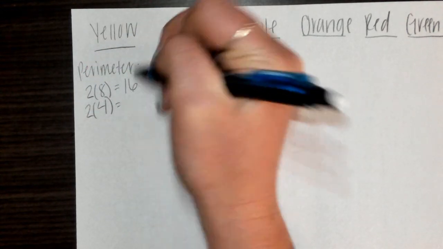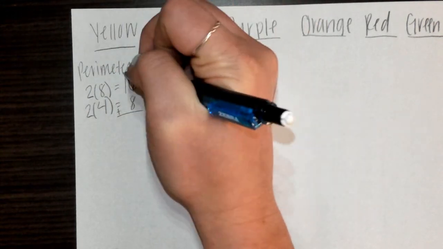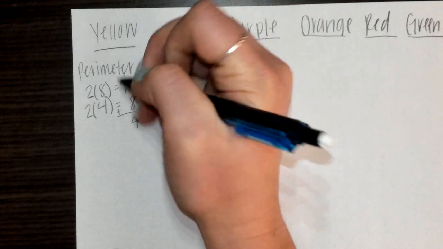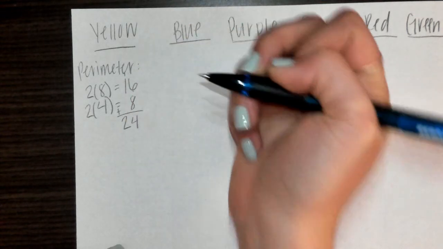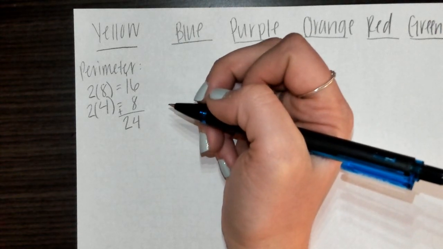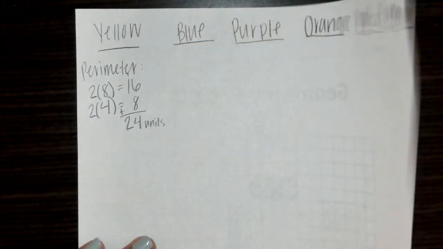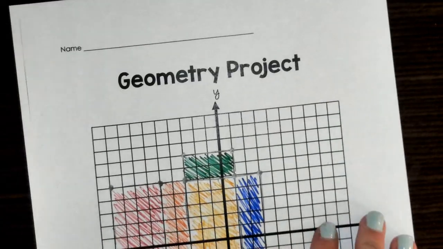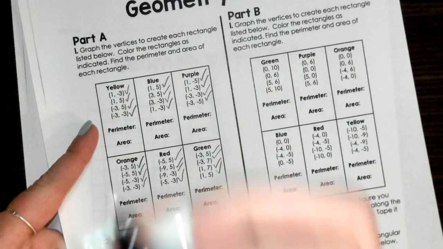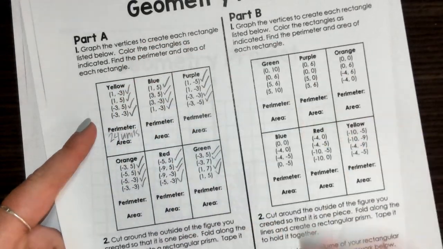So we have 8 times 2, which is 16. 2 times 4, which is 8. And then I'm going to add them together, and I get 24. What's my label? Units. 24 units. Okay, so if I go back to this paper, I'm going to put 24 units.